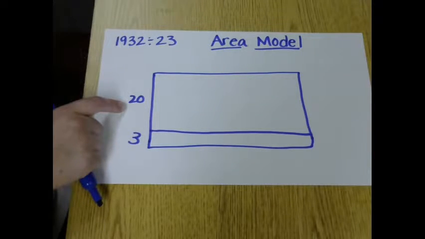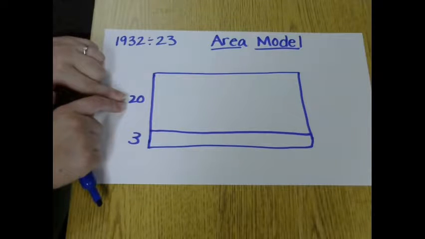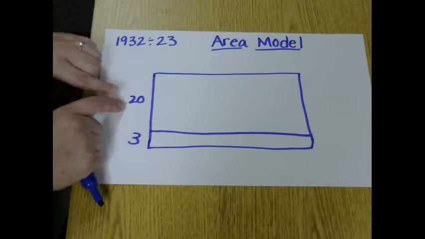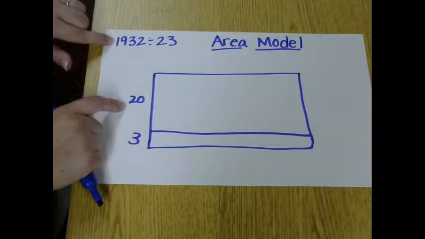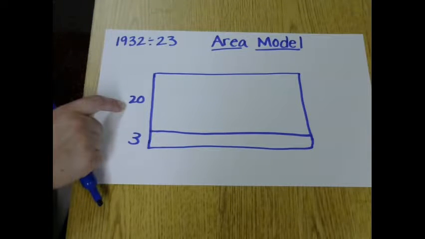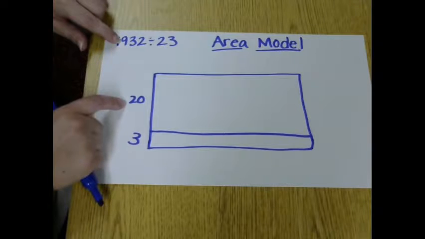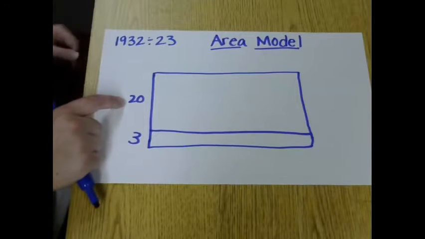Some kids might jump to 100. And then I have to ask myself, well, 20 times 100, 20 groups of 100 would be 2,000. That's too much. So we went too far. They can jump down and do a smaller group such as 10, but they need to think about that 20 times 10 is only going to get me to 200. That's not even close to the 900 that I need.